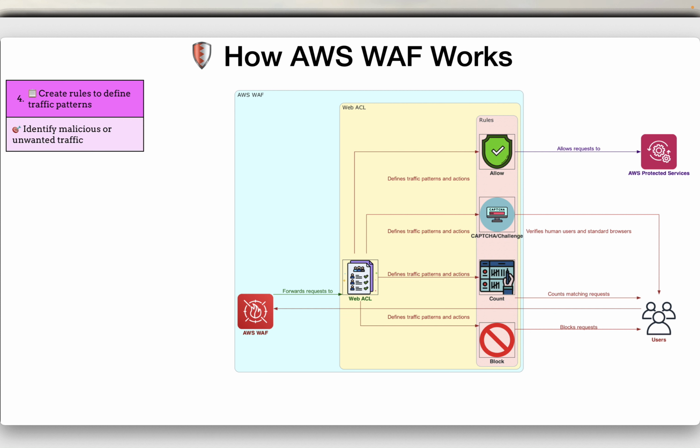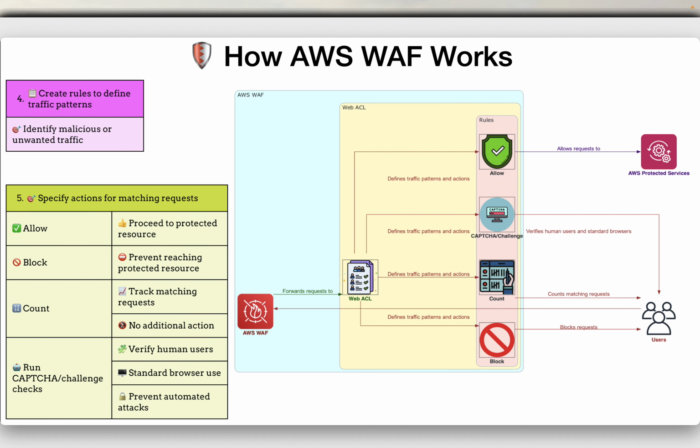In your Web ACL, you create rules that define specific traffic patterns to look for in the incoming requests. These rules help identify potentially malicious or unwanted traffic. Specify actions for matching requests. For each rule, you specify the action to take when a request matches the defined traffic pattern.